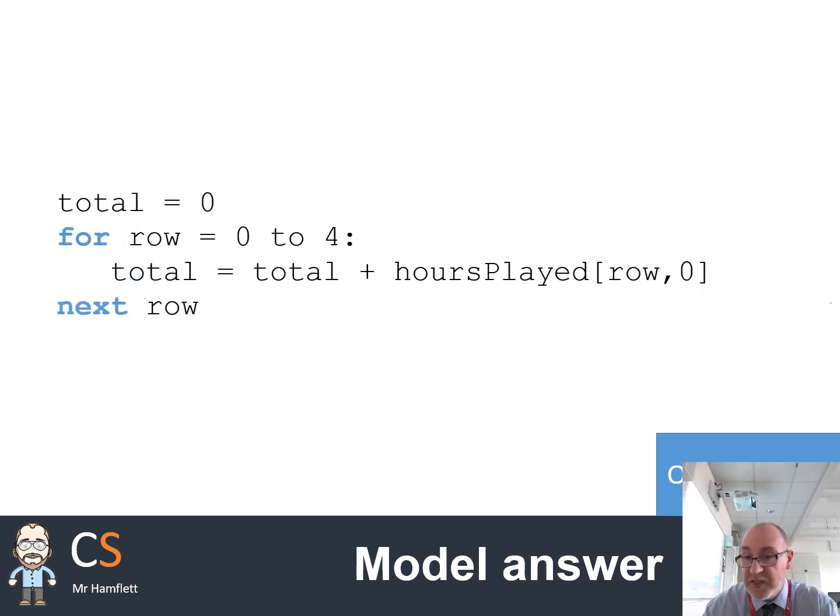So this is the OCR reference language version of it. Again, it's doing exactly the same thing. I'm starting at row 0. I've changed the variable to be row instead of pos, purely because I think it's slightly more descriptive, because I'm going over each row. Starting at 0, going to 4. Remember, it's a for loop, so it adds 1 each time automatically, and then I'm doing the work, which is hours played. I've got that row, which is the thing that's changing, and I'm using column 0 because it's student 0, wasn't it? So that will give me the full marks on the exam.